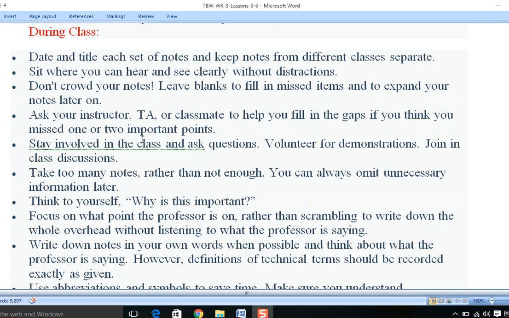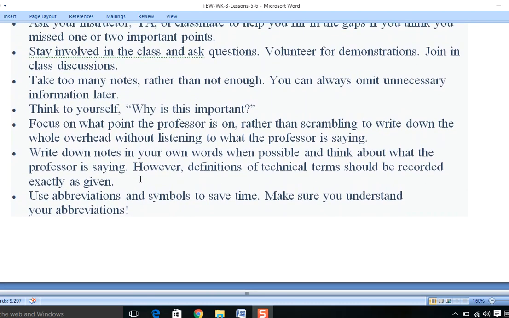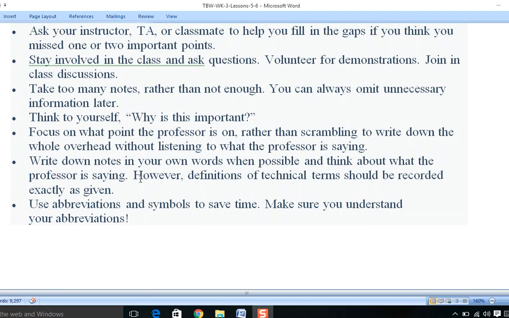The point is clear. Stay involved in the class and ask questions. Volunteer for demonstrations. Join in class discussions. They are very important things. Even if some person has substantial information, try to be part of the class. It's a good one. When the students ask questions, the teacher becomes ready.